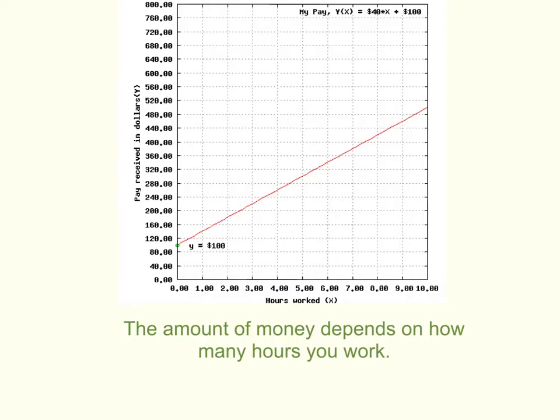Here we have a graph that shows how much money you get paid depending on how many hours you work. So you get to decide how many hours you work, and then the money that you get paid depends on how many hours. So in this case, hours would be independent, and then the money that you receive depends on how many hours you work. So the money is the dependent variable, hours the independent variable.